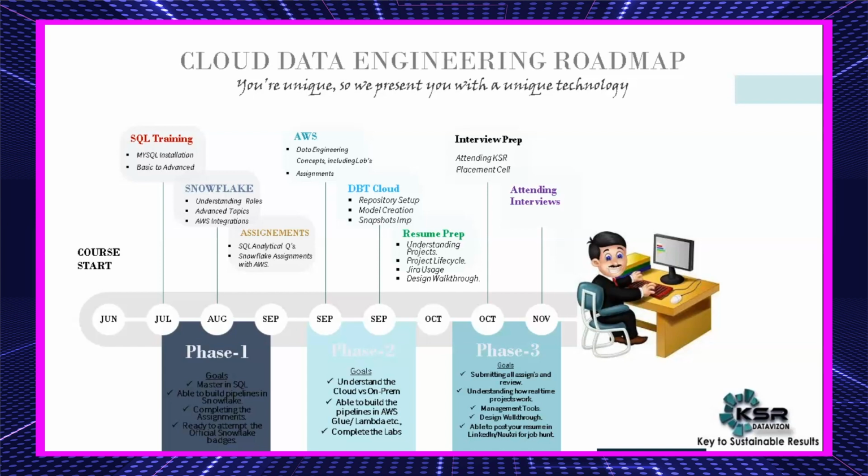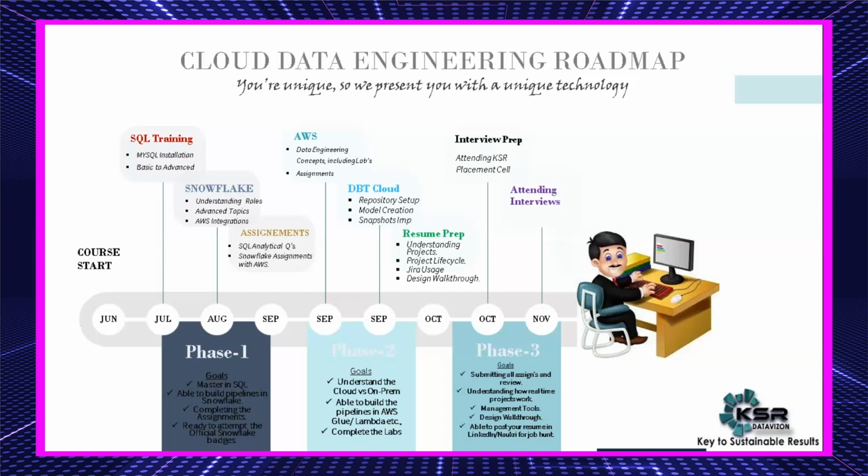With that, by mid of September, we will be completing all our Snowflake and SQL assignments, and a project which we have given in our training process. That's phase one. The goals of phase one are that you should be a master in SQL by then, you should be able to build pipelines in Snowflake, complete your assignments on your own and get them reviewed by mentors and other colleagues, and be ready to attempt the official Snowflake badges, taking the exams and getting the certifications done for yourself.